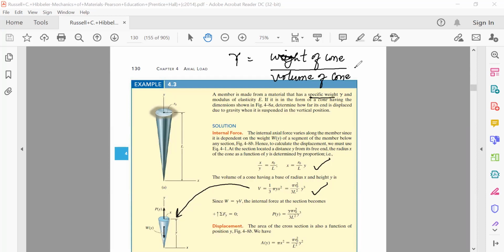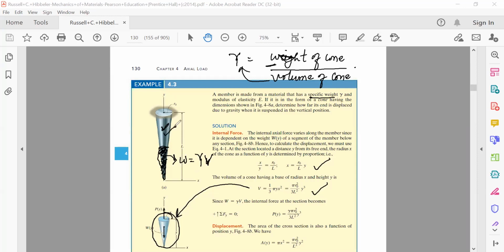Okay, so as far as the specific weight is concerned, look at this section. This section we have separated here. It was actually here. So whatever load will be exerted by this section over the above section will be equal to the weight of the section, and weight is equal to specific weight multiplied by volume. The weight of the cone is equal to specific weight multiplied by the volume. So the weight of this portion of the section will be the external load acting on the upper portion.